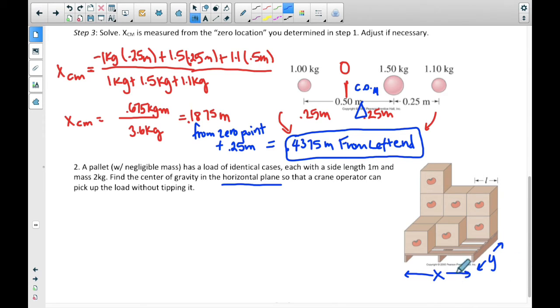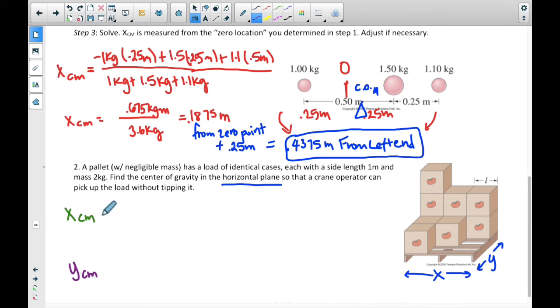So let's call this the x direction and let's call this the y direction. The up and down would be the z direction. We don't care about that right now. We're just concerned about the x and y direction. We're looking at the pallet only. So in order to find the center of mass, what we need to do is we need to do two things.